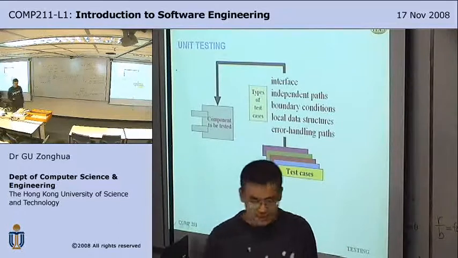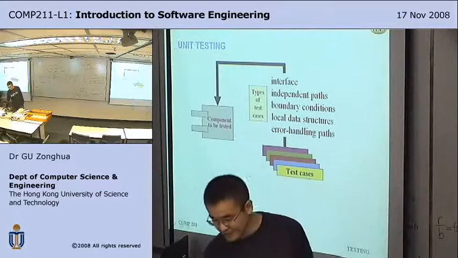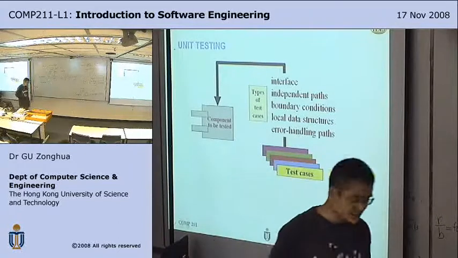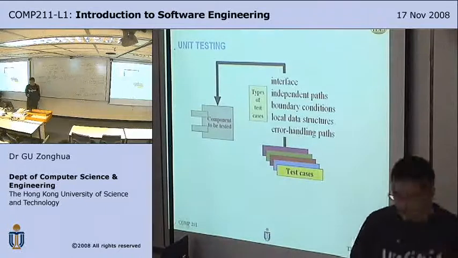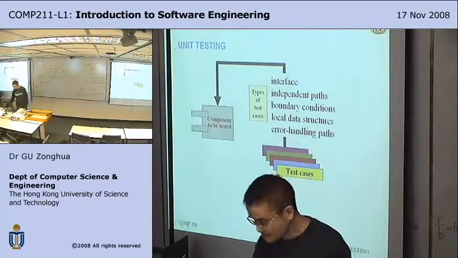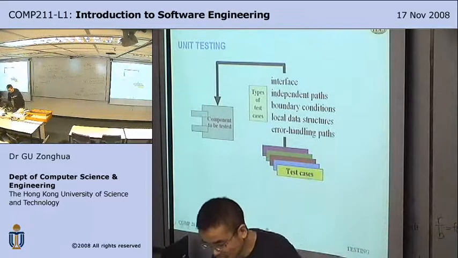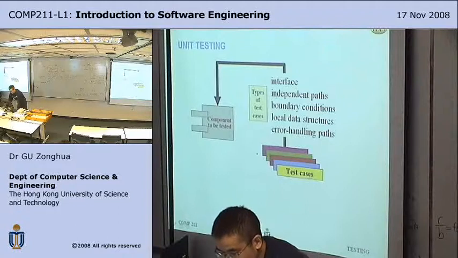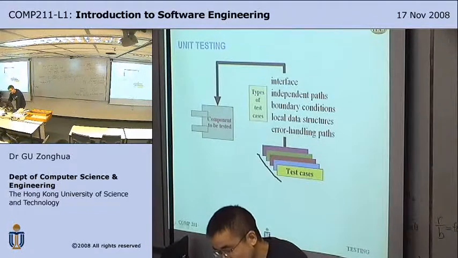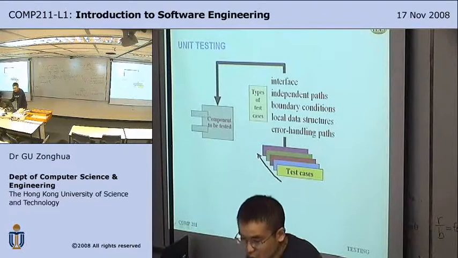So, perform unit testing. Unit testing is when you test each individual component. So you have designed a bunch of test cases. Here we use this shape to show that you may have many test cases for different possible inputs.